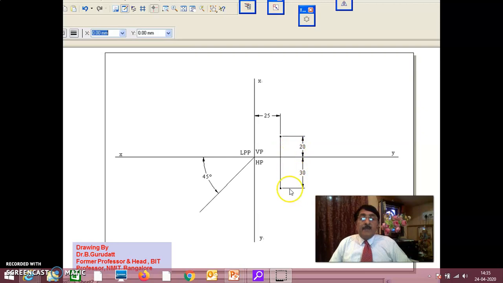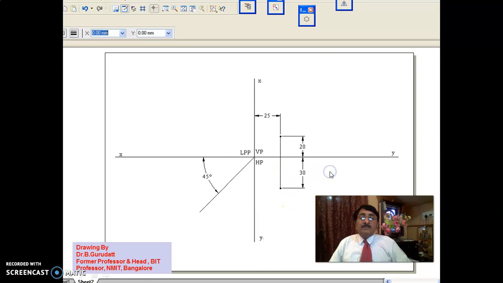And this 30 mm is what? It is the distance in front of VP. The distance in front of VP is parallel to HP and is seen on HP. That is why this will be the top view of the point. And this 25 is the distance from LPP that is given. That is why take 25 and make a line here. At 20 you make a dot. At 30 you make a dot.